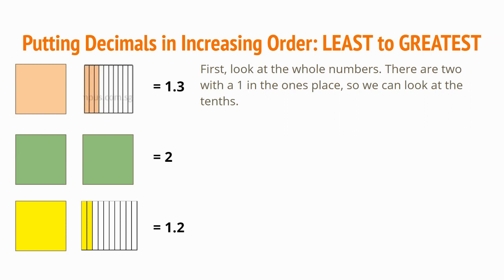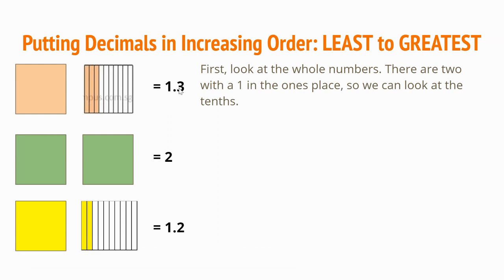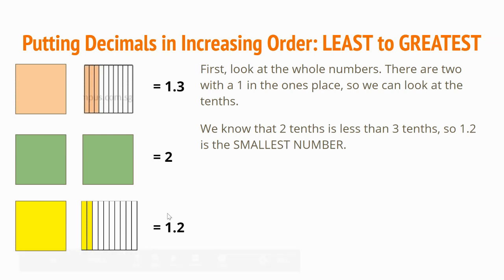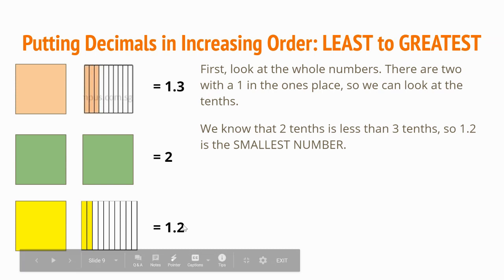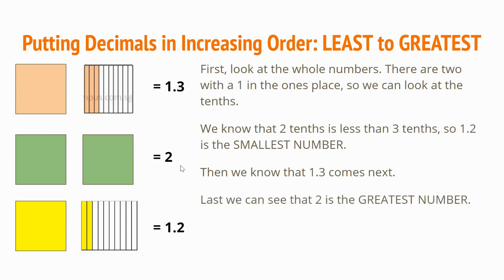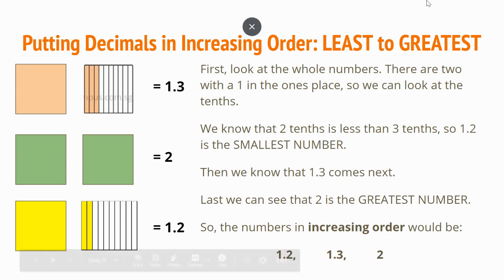First, again, we'll look at the whole numbers as we did when we were comparing just 2 decimals. We notice that 2 of these 3 decimals have a 1 in the ones place. So we know that one of those is going to start our list, but we don't know yet which one. We need to look at the tenths. We know that 2/10 is smaller than 3/10. So now we've figured out that 1.2 is the smallest number. This also then tells us that 1.3 comes next and that 2 is the greatest number. So the numbers in increasing order would be 1.2, 1.3, and 2.